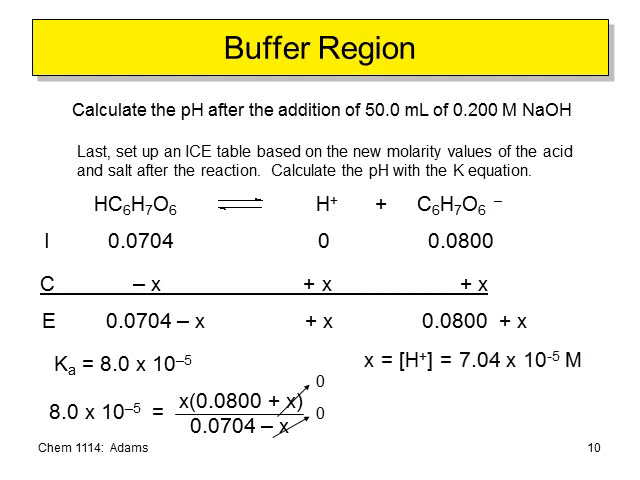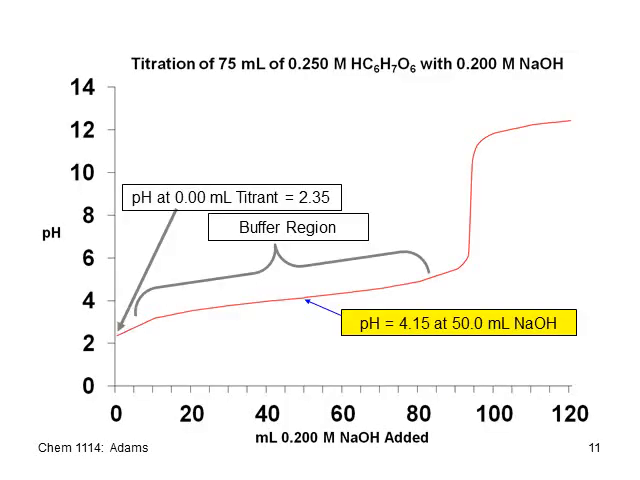Again, I'm going to realize that x is my hydrogen ion concentration from my ice table. If I take a negative log of this value, I get a pH. All right, let's go ahead and put this one on this particular chart, and there it is, 4.15 at 50 milliliters of sodium hydroxide.